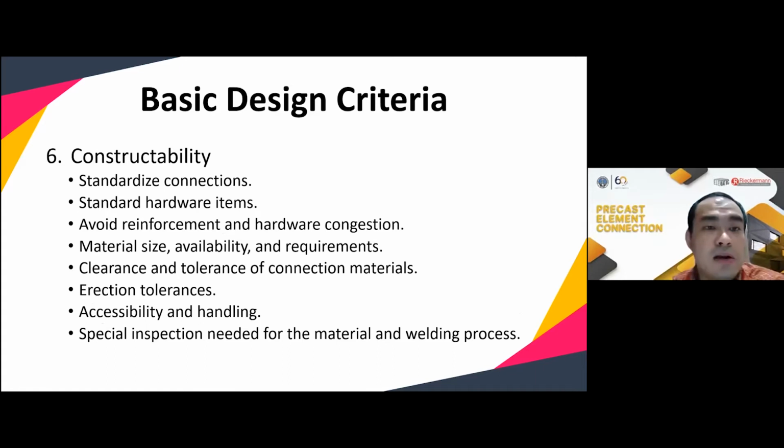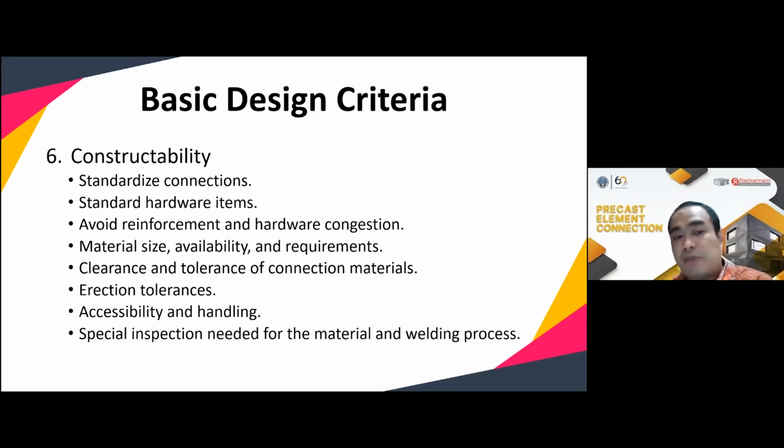And number 6 is constructability. This is the one we need to pay attention to, because if we do not, then we have a problem in the field when we try to install the structure. First, it is always better to have standardized connections. That means if we have 10 types of different beams, maybe we can design 1 or 2 types of connection instead of 10 types of connections. Otherwise, it will create more trouble for the contractor or the suppliers.